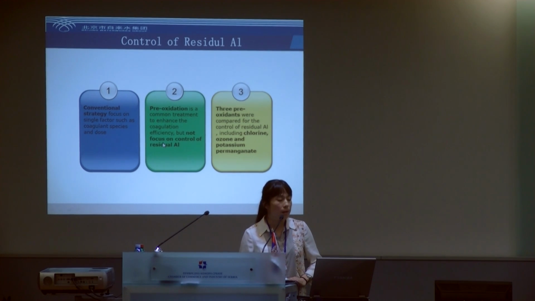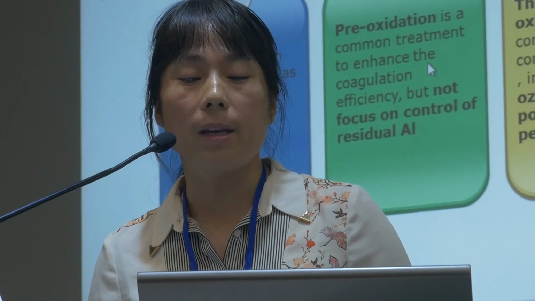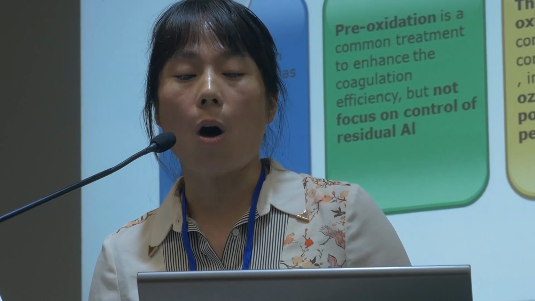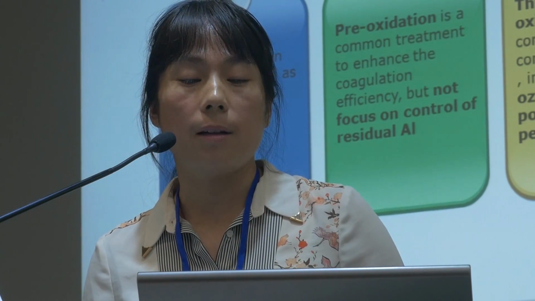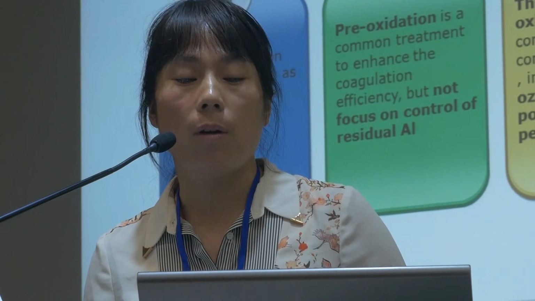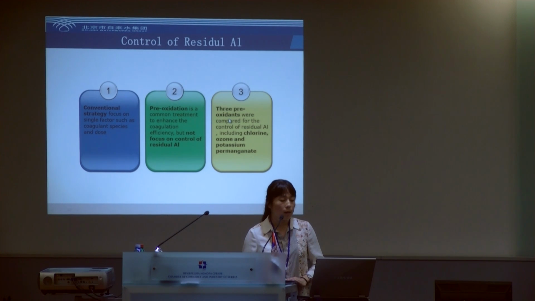Conventional strategy for the control of residual aluminum in the finished water focuses on a single factor such as coagulant species and dose. In recent years, pre-oxidant is a common treatment to enhance the coagulation efficiency, for the pre-oxidation of natural organic particles, taste and odor control, and color removal, but not focused on the control of residual aluminum. In our research, 3 pre-oxidants were compared for the control of residual aluminum, including chlorine, ozone, and potassium permanganate.